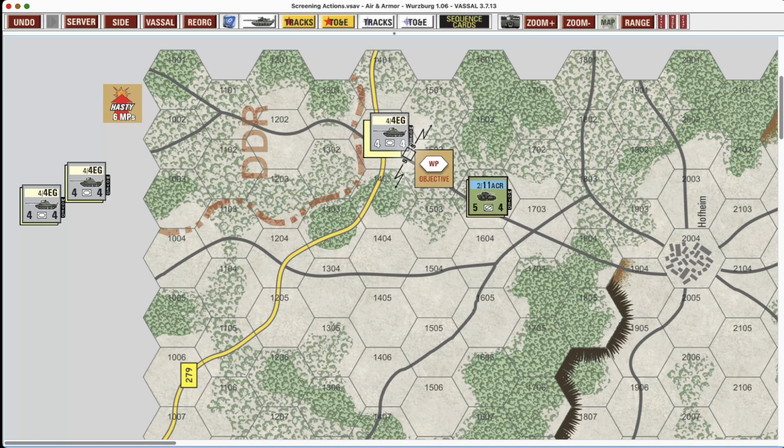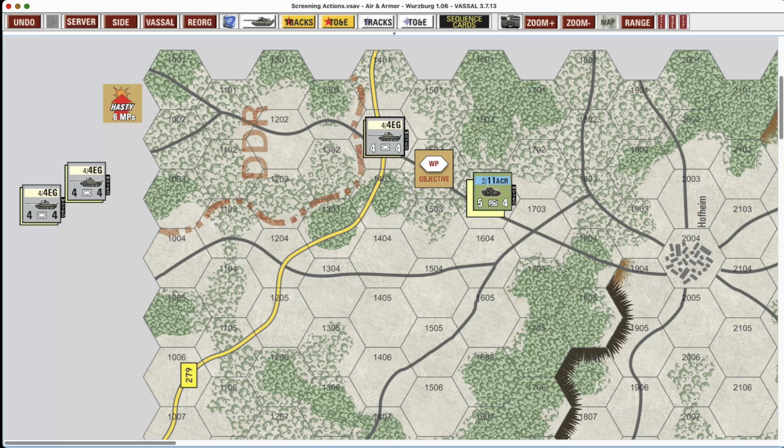And whenever it conducts a screening action, whether that action is successful or not, it must flip to its use side. It is now committed to holding this corridor. Now at this point, the Warsaw Pact player has a choice. He can do one of two things.